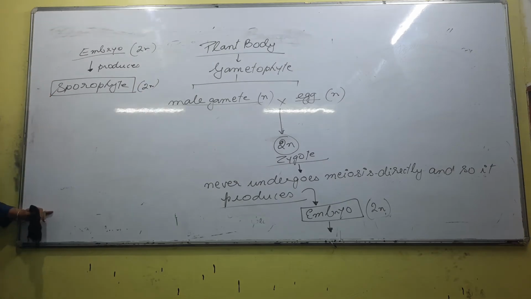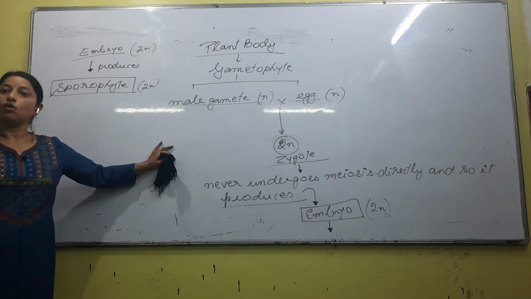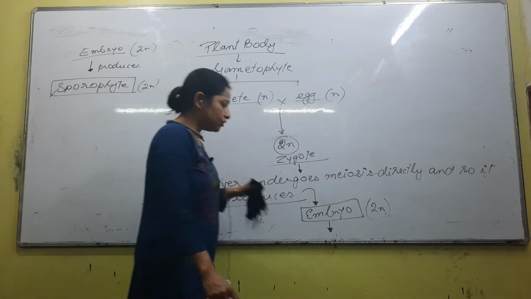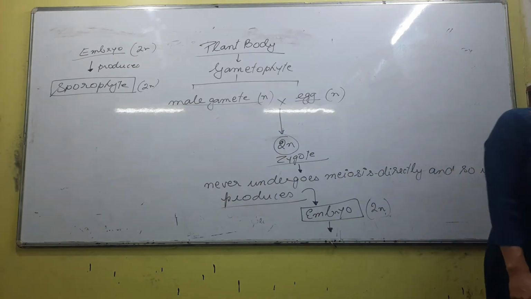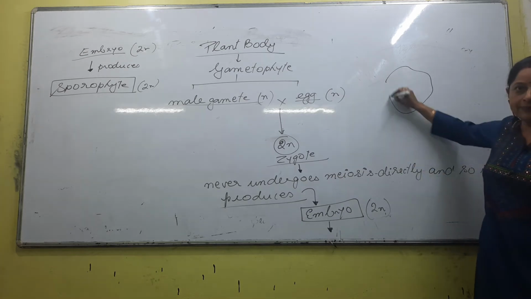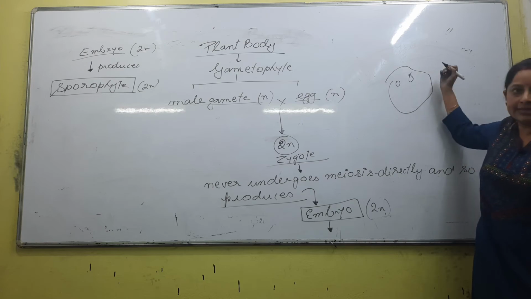It's a question to hold. Where is the sporophyte formed on the gametophyte? Or rather, where is the sporophyte formed in case of bryophytes? The bryophyte adult plant body has the male sex organ and the female sex organ.